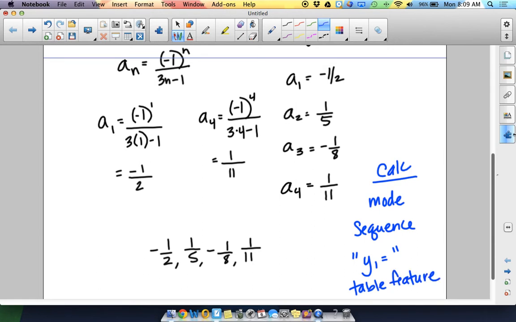So y sub 1, because you're in a different mode, it becomes a sub n equals. And you type in what you need to. I'll show you at the end.